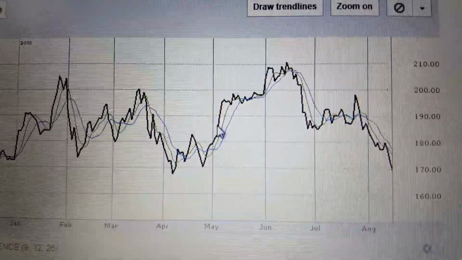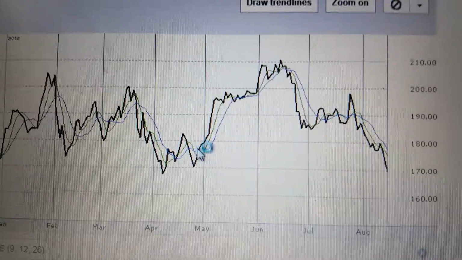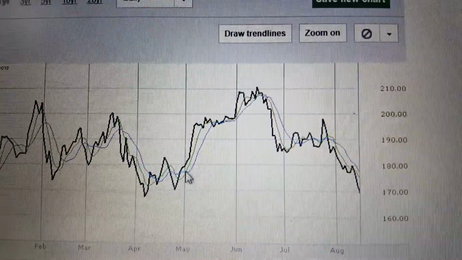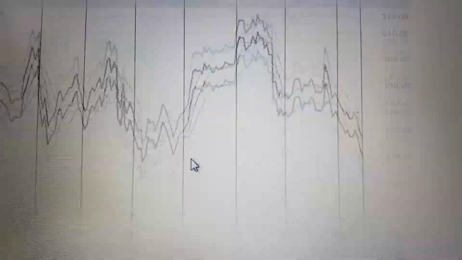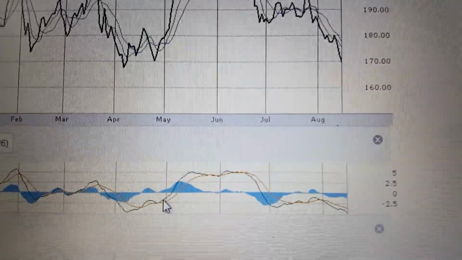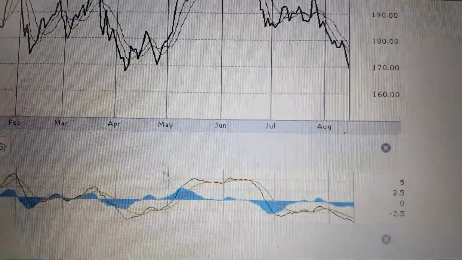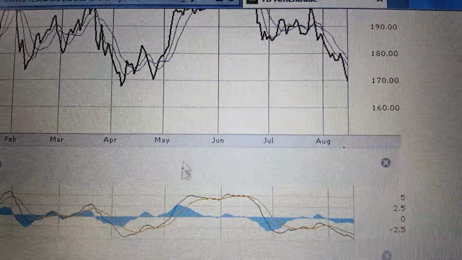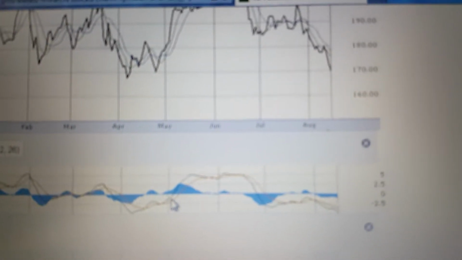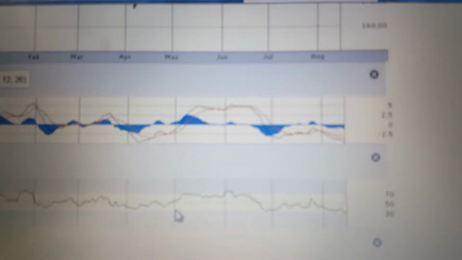Your last leg is taller than the first leg, and it crosses up over these moving averages. You go down here, this is a moving average convergence divergence known as the MACD. When that W shows up and these two lines have separated and started moving up, that's another buy indication.